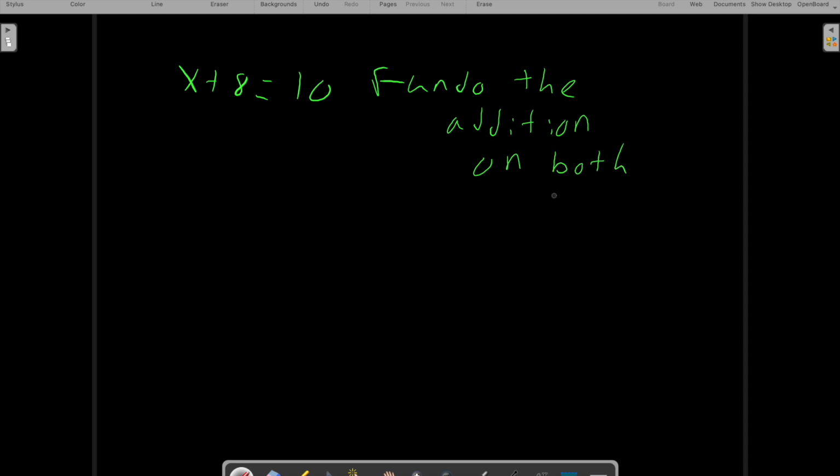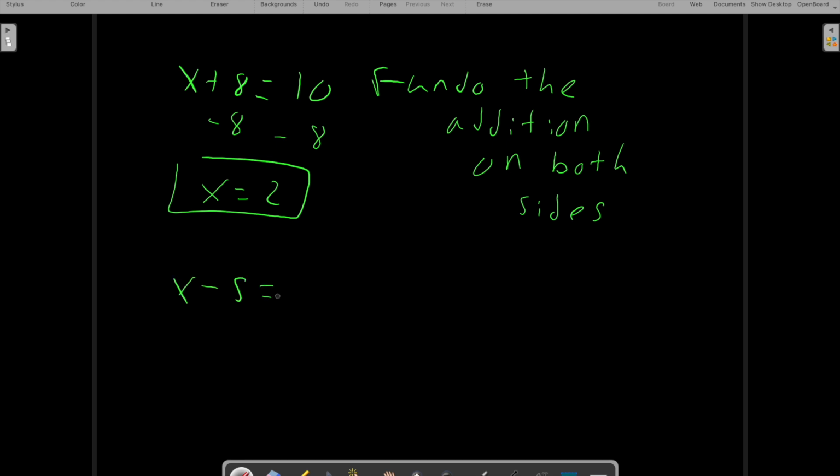We've got x plus 8 equals 10, right? Pretty much everybody here is going to say, okay, we need to undo the addition, on both sides. So you'd subtract 8, and you get an answer like x equals 2. Boom. Okay, and we can do that with all kinds of operations.